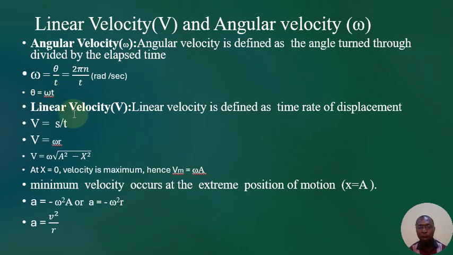On the other hand, the linear velocity is defined as the time rate of displacement. We've said it before. Then v, which is the linear velocity, is equal to x over t. And if you cross multiply that, we also have x to be what? v t. Again, we have v to be angular velocity times radius, the radius of the circle.